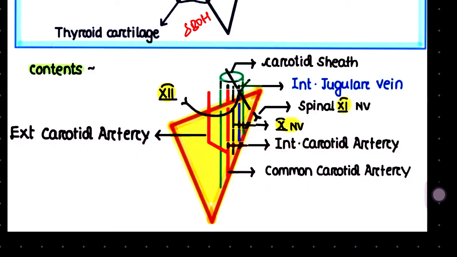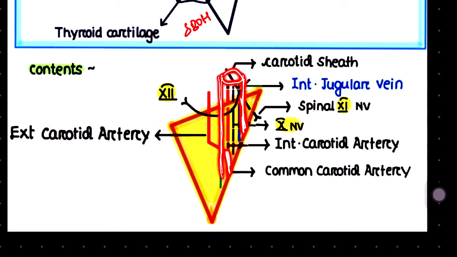Yes, an important point right here is that we need to know about the carotid sheath. Now what is this carotid sheath? It is enclosing our specific contents. Now let's talk about what are the things that will be found inside the carotid sheath. This is our carotid sheath.